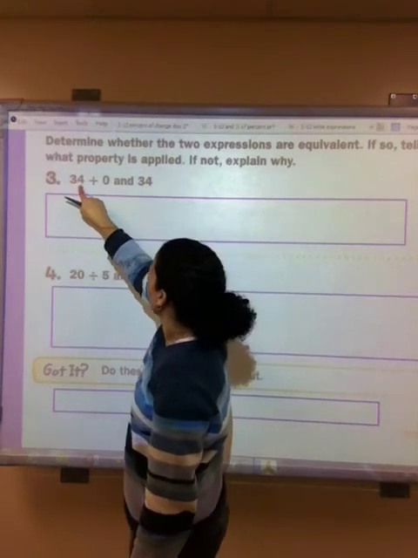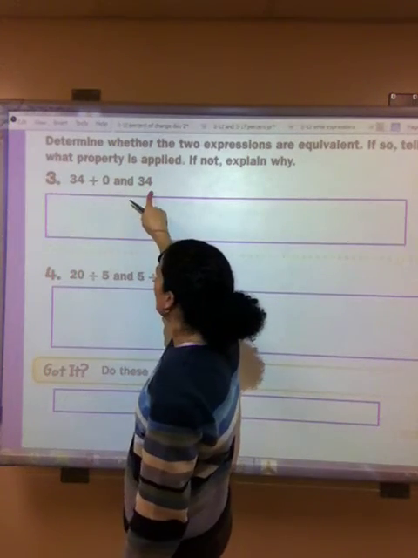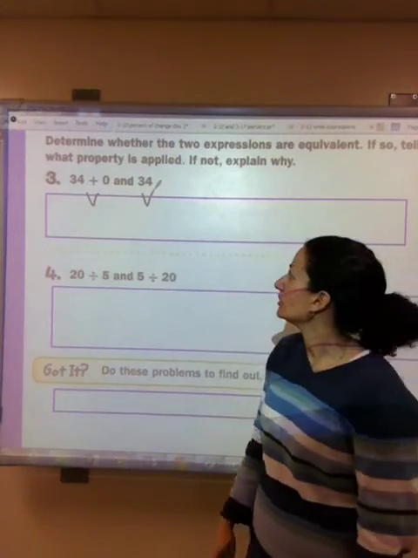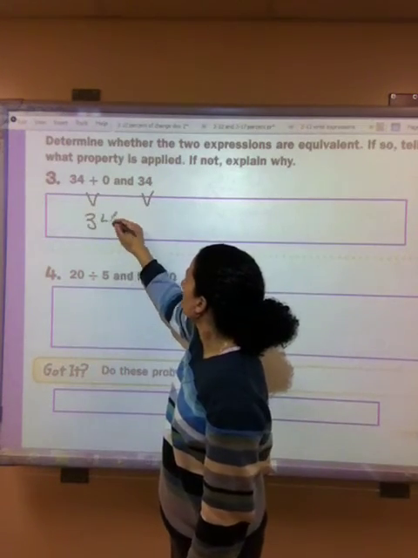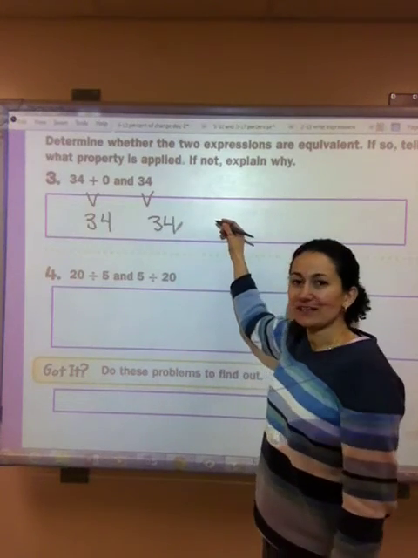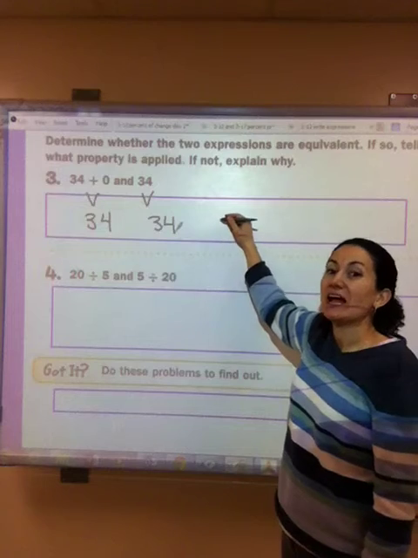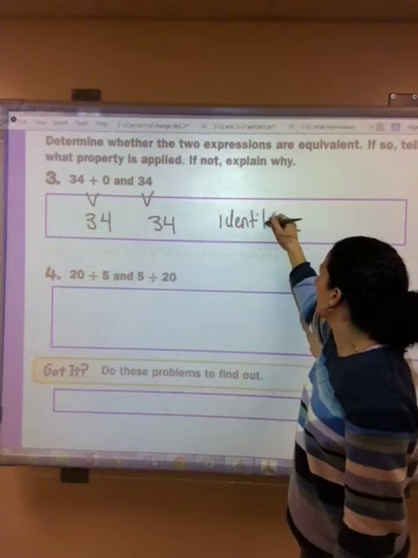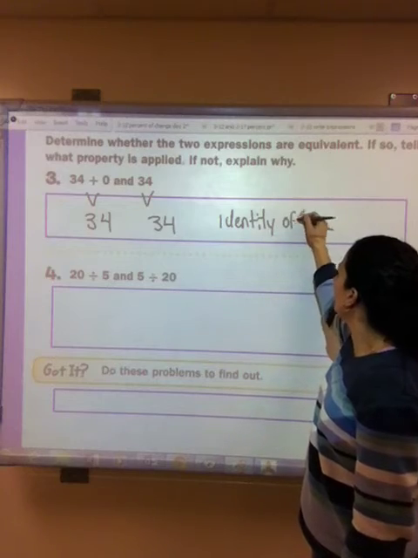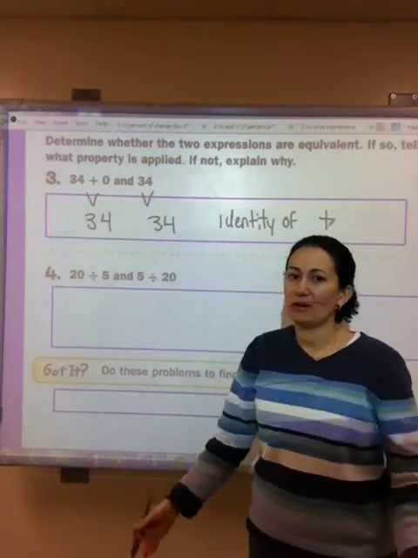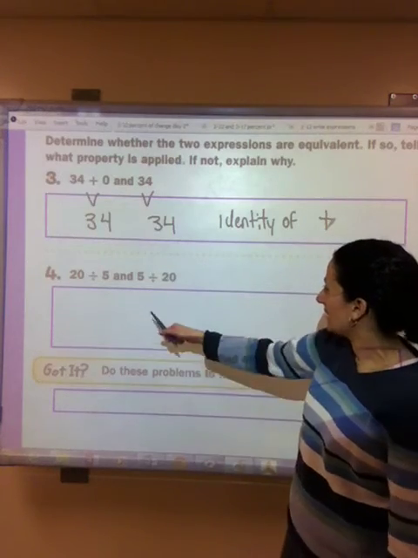Is this true? 34 plus 0 and 34. Are these expressions equivalent? Yes, of course. 34 plus 0 is 34, and 34 alone is 34. This, look back at your notes, is the identity property. The identity property of addition states that anything plus 0 is that same number. Take a look at this.